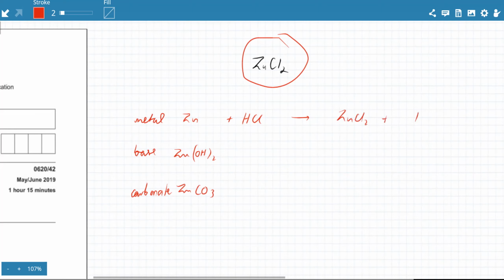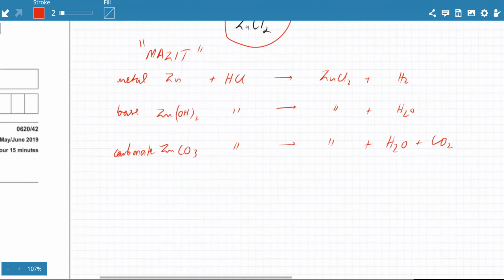In the first one, hydrogen gas would be released. The same salt would be produced in these reactions as well. A water molecule is going to be produced over here, and over here, a water molecule plus carbon dioxide is going to be produced. Okay, Mahad, is this clear? Yeah, it is. You can use zinc as well because these metals are not very reactive, so you can make your salt zinc chloride.